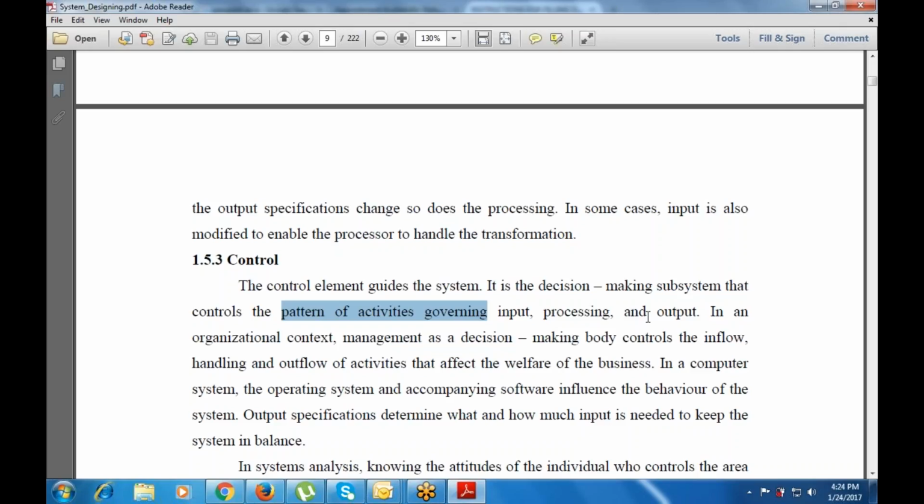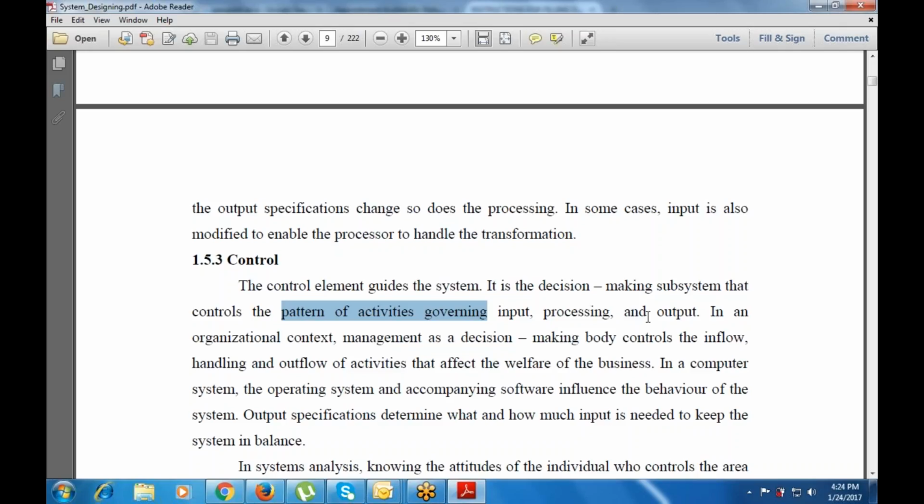And when we speak about the organizational context, management as a decision-making body controls the inflows, handling and outflow of the activities that affect the welfare of the organization, the welfare of the business. And in a computer system, the operating system and accompanying software influence the behavior of a system. That influences the output.